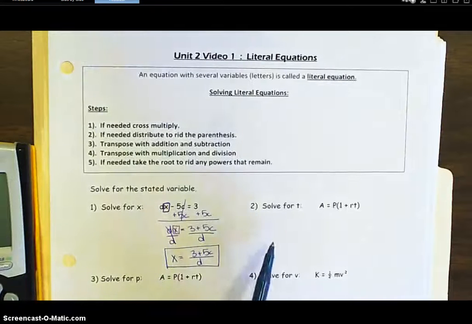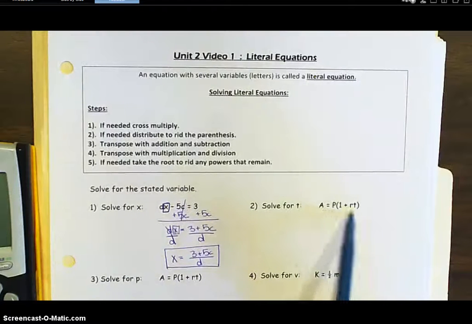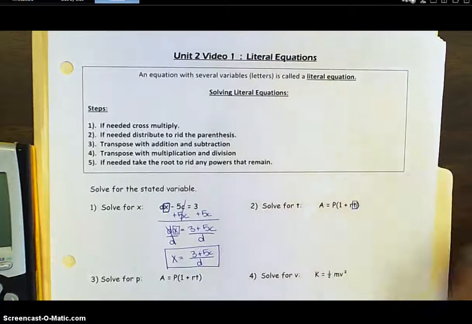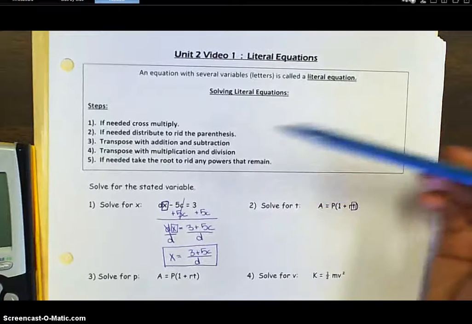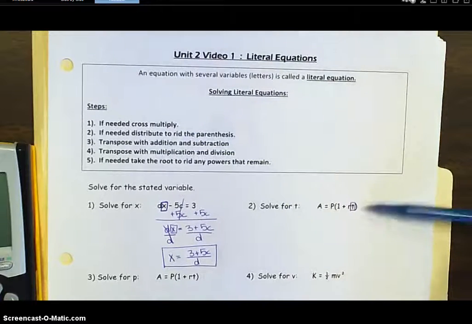All right, let's take a look now at number 2. This time it says solve for t. I'm going to look at my literal equation, and I see that the t is right here, inside of the parentheses. So let's go up to our steps. Number 1, if needed, cross multiply. Nope, don't have to do that.